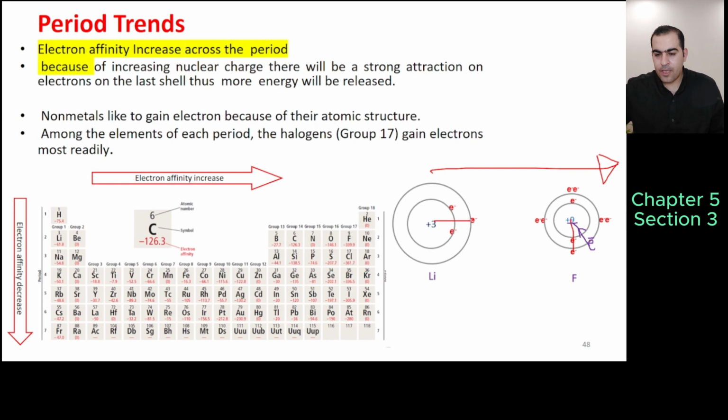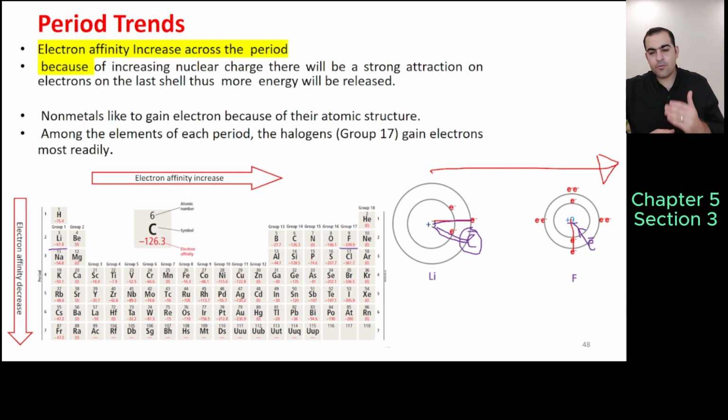But lithium, if you add one electron, we know that there are 4 electrons, 3 protons, and again repulsion is going to be higher, right? This electron is not strongly attracted by the nucleus. At that time, the lithium is going to release a smaller amount of energy. Lithium is going to release minus 61, but here, for fluorine, it is going to release about minus 339.